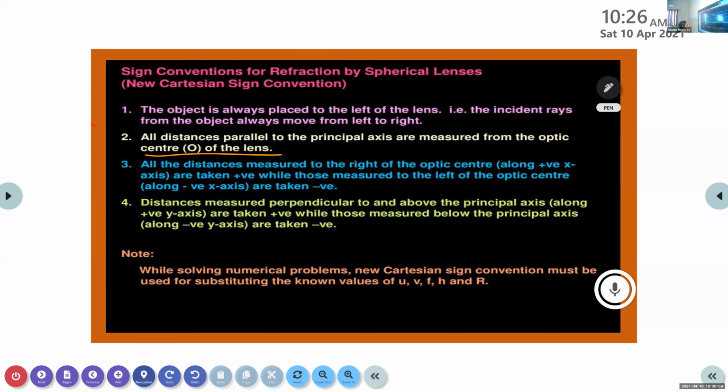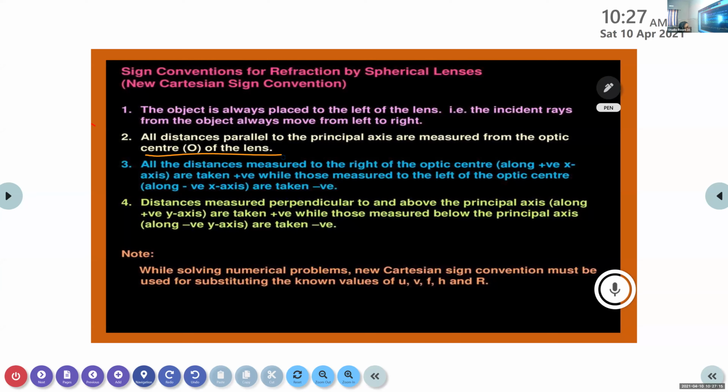Okay, so these are the sign conventions. This is also introduced by Cartesian, that is why its name is the new Cartesian sign convention. Actually, we are using these new Cartesian sign conventions when we are doing the problems.